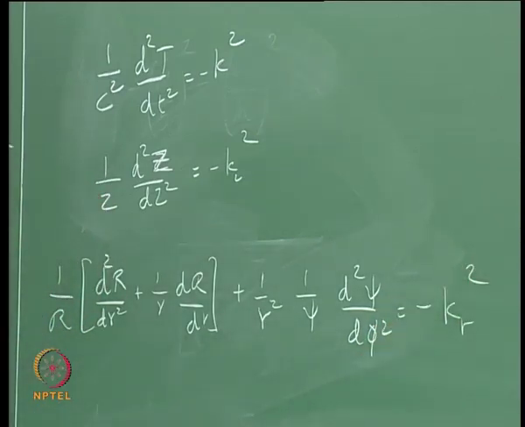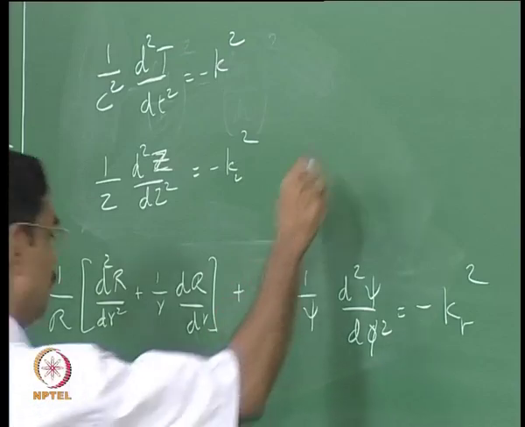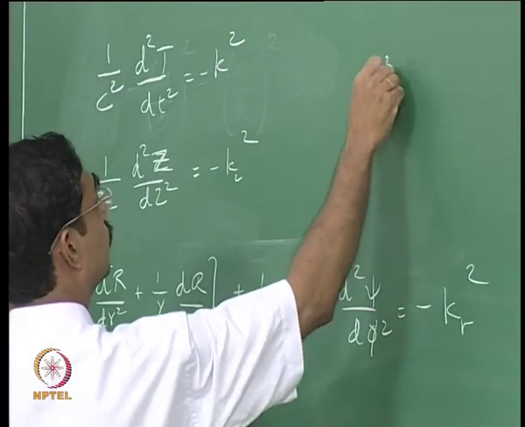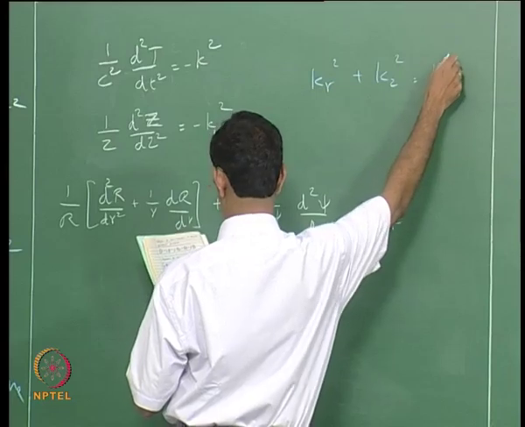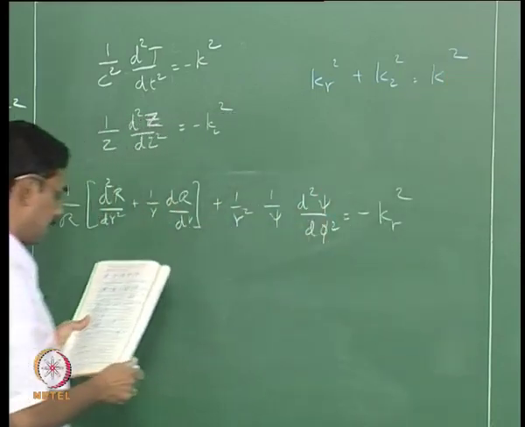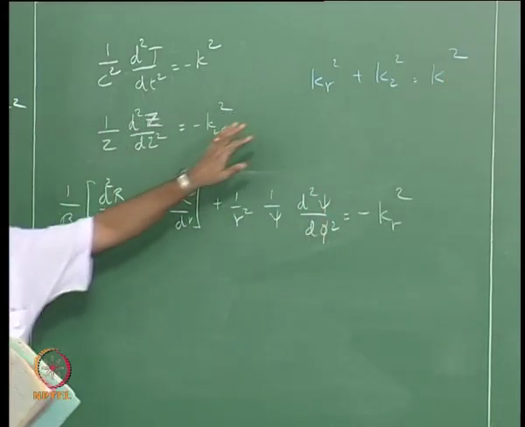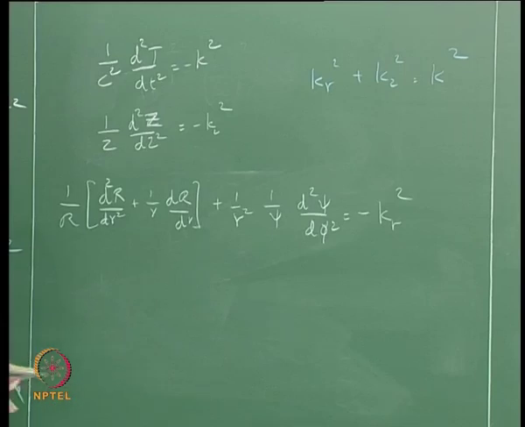So we will have these constants, and they are not independent. We can write a relation between them: kr squared plus kz squared equal to k squared. So this is like a constraint or compatibility relation.